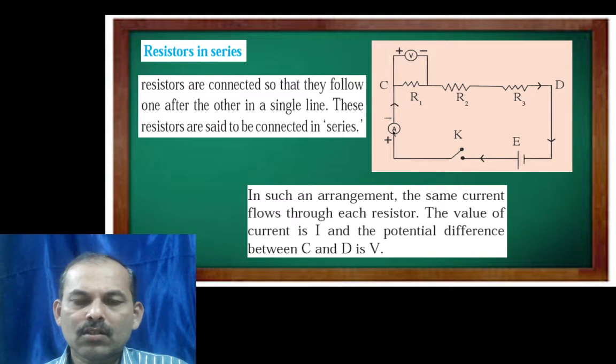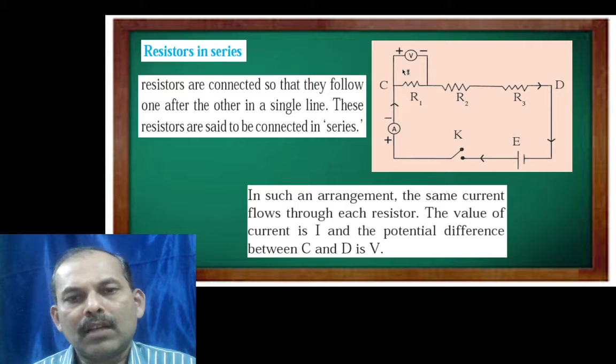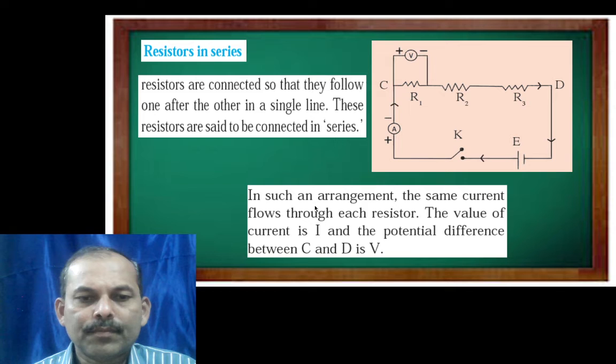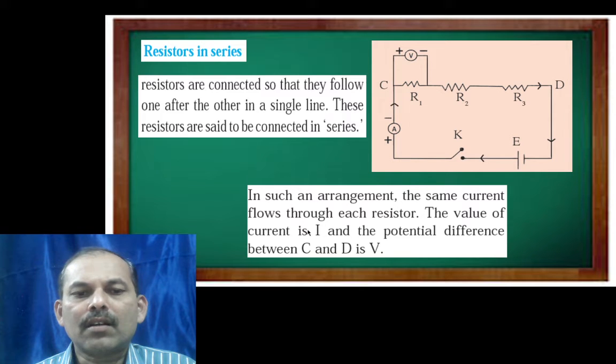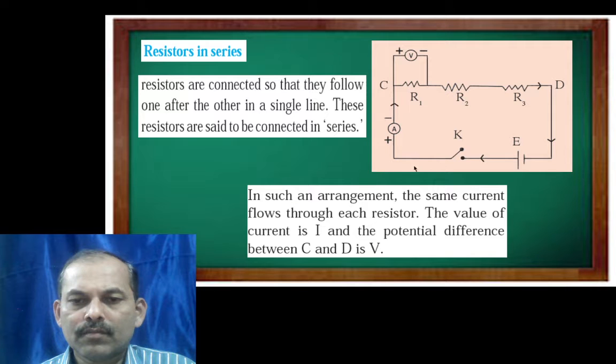Also there is a connection of a plug key, then an ammeter, a battery, and here a voltmeter. The voltmeter is connected in parallel and the ammeter in series. In such an arrangement, the same current flows through each resistance. The current flows from here and continuously goes through each of the resistances, from here to here.